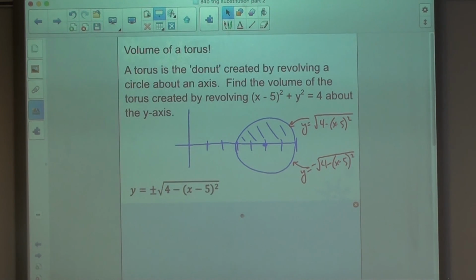Would your limits be x values or y values? X values. So what are your limits going to be? 3 to 7. Very good. You can think of those intuitively by going the radius on either side of the center, but you could also find them by setting y equal to 0 and solving for x, getting those x intercepts. All right, good. So let's check our setup.